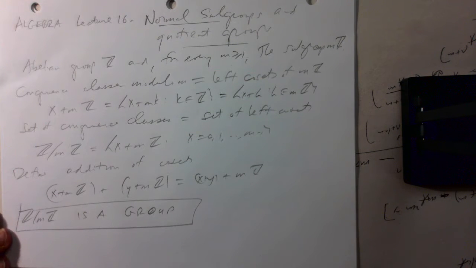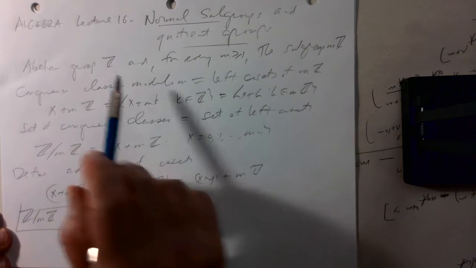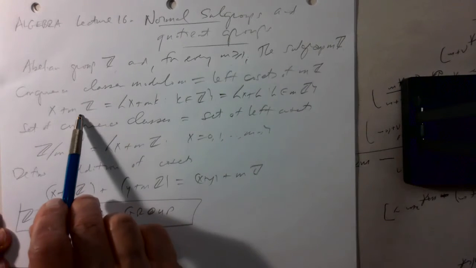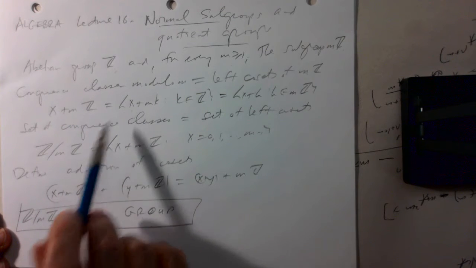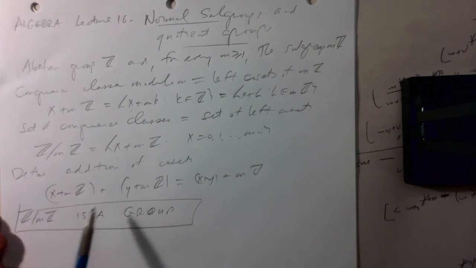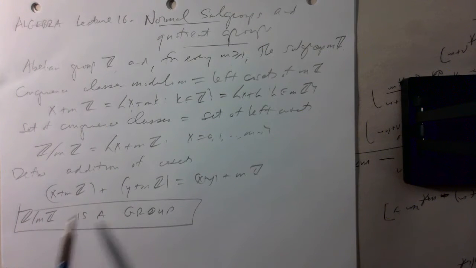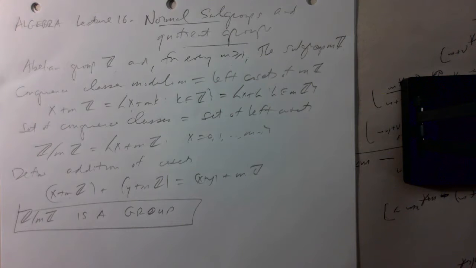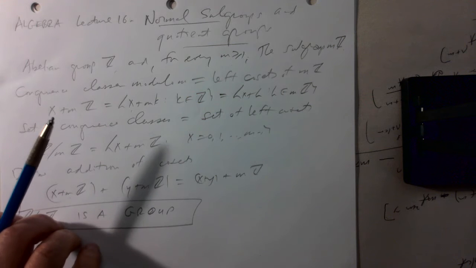So in this very important case, we have a group Z, a subgroup of multiples of m. We look at the left cosets, which are the congruence classes. We could define an addition of congruence classes. And with that addition, Z mod mZ is a group. That means that this operation of addition of the cosets is well defined, it's associative, there's an identity element, and every element has an inverse.